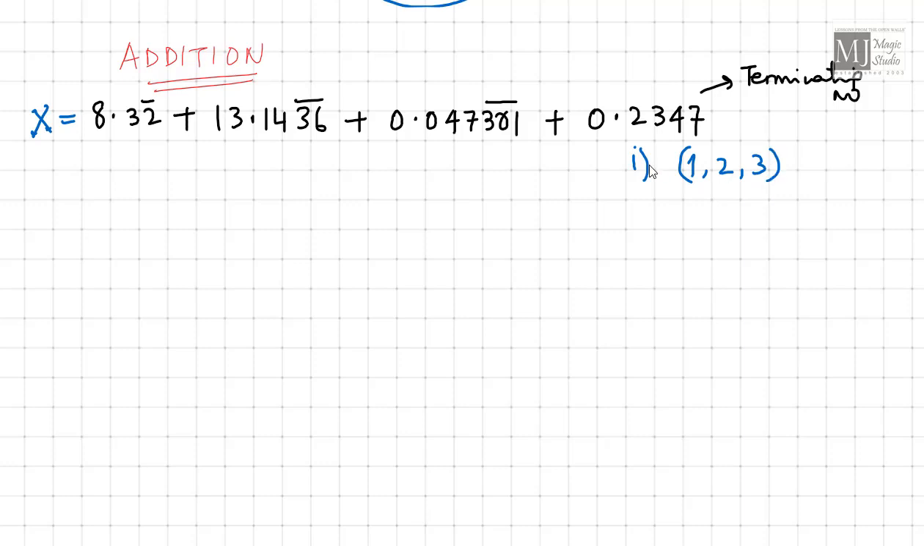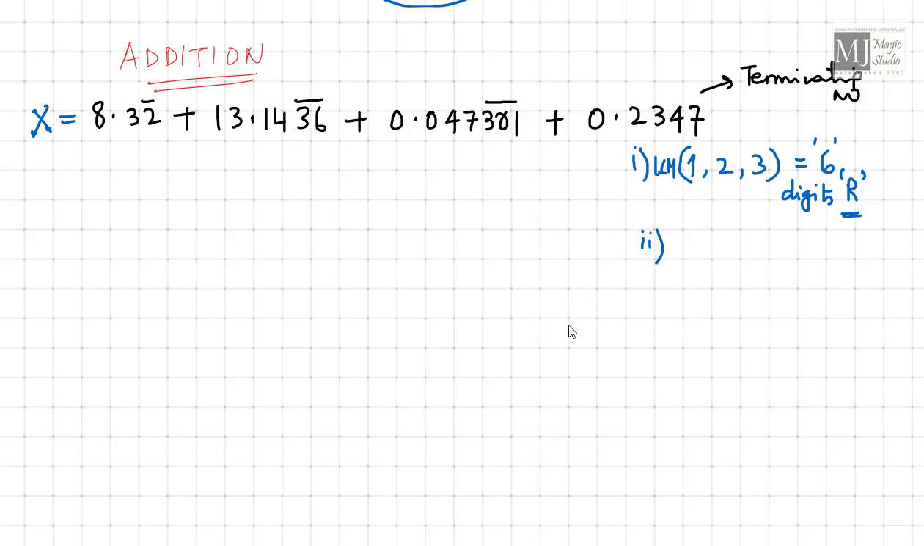We just need to find the LCM of 1, 2 and 3. LCM of 1, 2 and 3 is 6. This means what? There should be 6 digits in a recurring mode in X. How many digits would be in the recurring mode in X? Just you simply find the LCM of number of digits which are recurring in the three recurring numbers given in this expression.